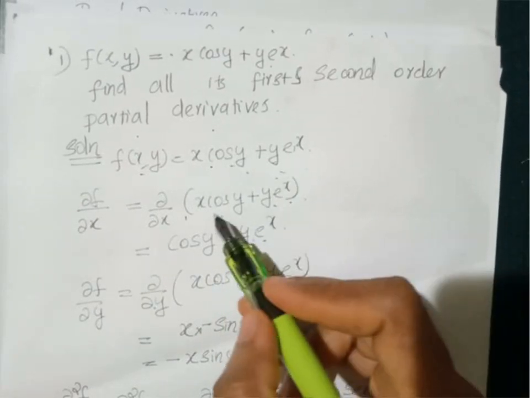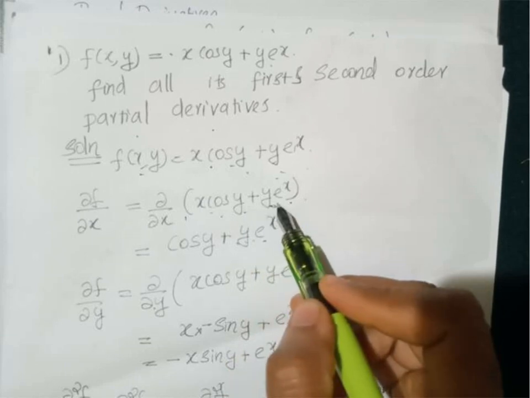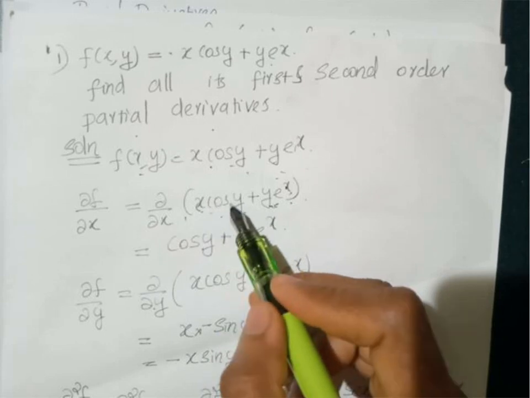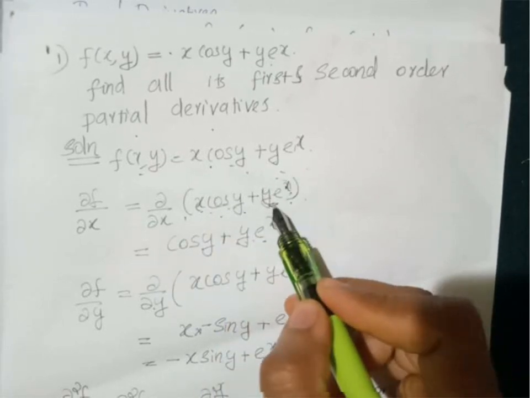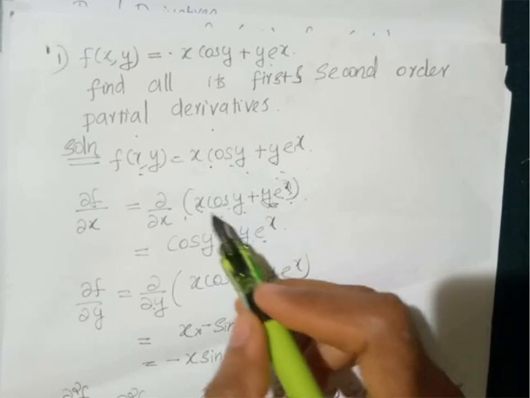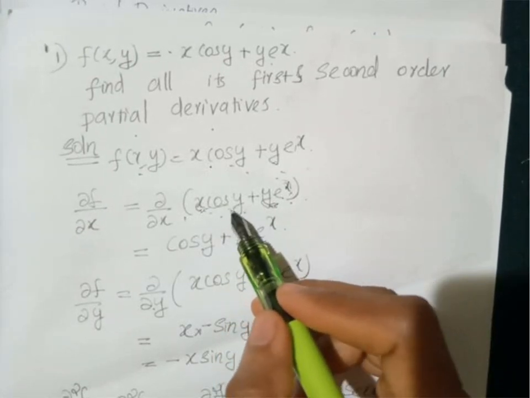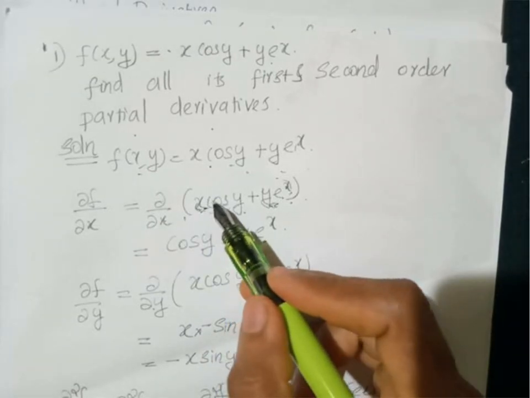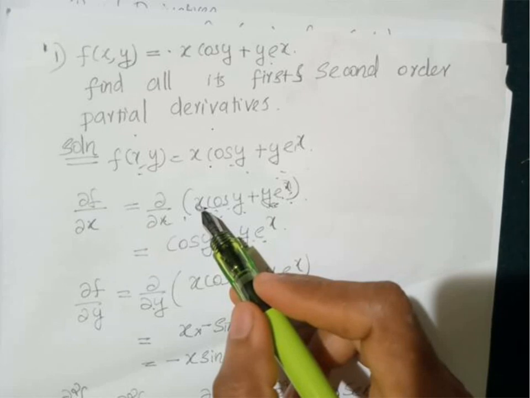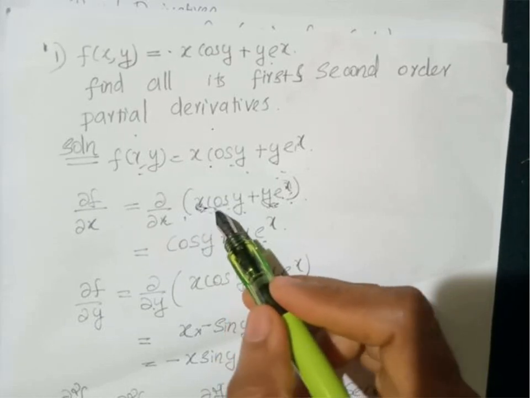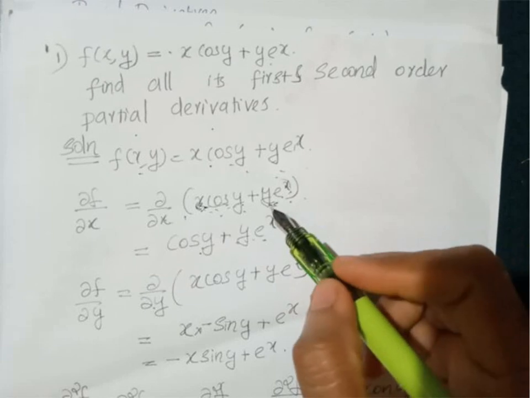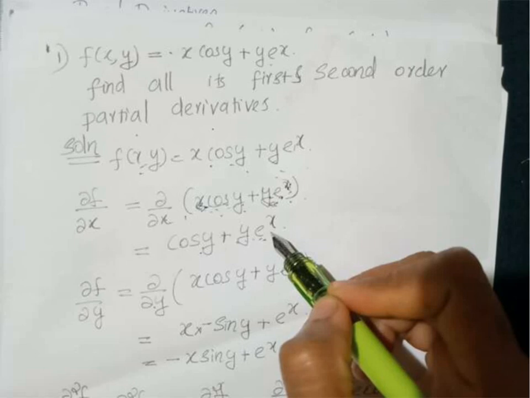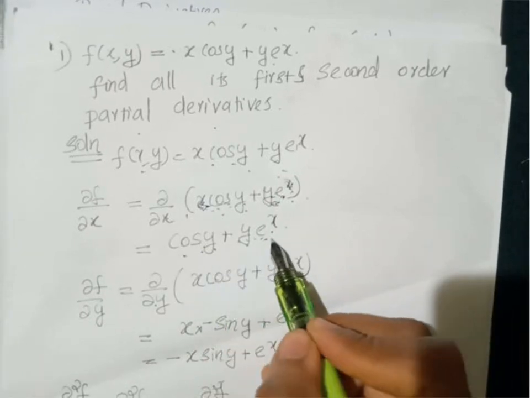Dou by dou x of x cos y plus y e raised to x means the derivative of the first term with respect to x and the derivative of the second term with respect to x. Cos y is a constant with respect to x, so x is the only variable here. The derivative of x is 1, so 1 into cos y, plus y is constant and the derivative of e raised to x is e raised to x itself. So the answer is cos y plus y e raised to x.